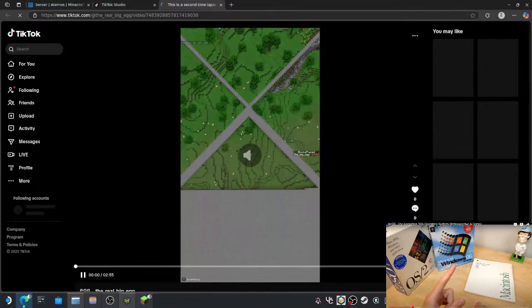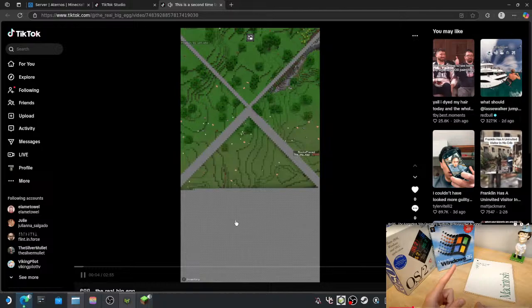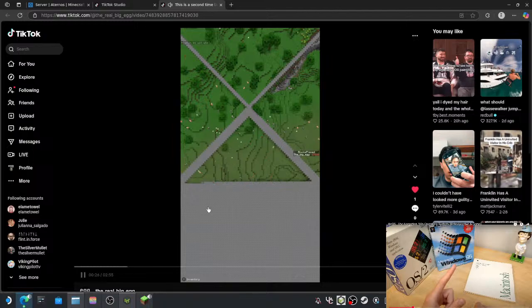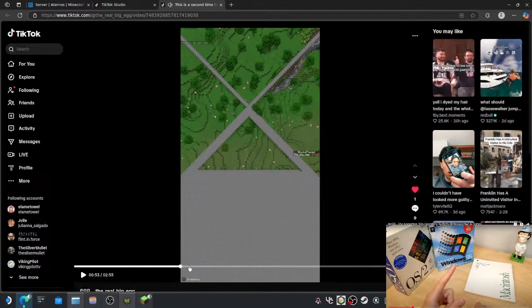Let's pause. That is change when the camera rotates.